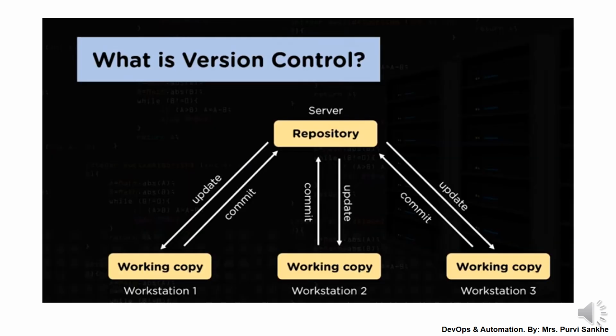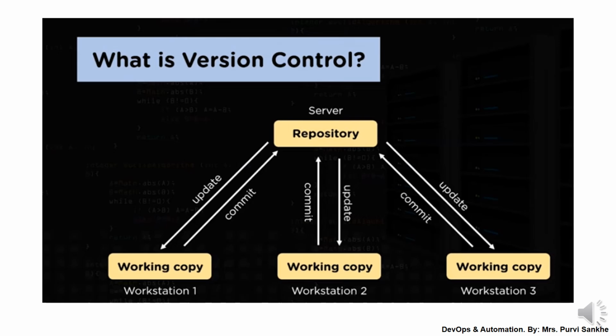In this diagram, we can see the repository, which is the storage location, like a shared folder on a server, where the most up-to-date version of your project is kept. We have working copies, that is, a local copy of the project that a developer uses on their own computer. We call it a workstation. We have two operations here: commit and update. Commit saves your changes to the central repository, whereas update gets the latest changes from the repository to your local copy.